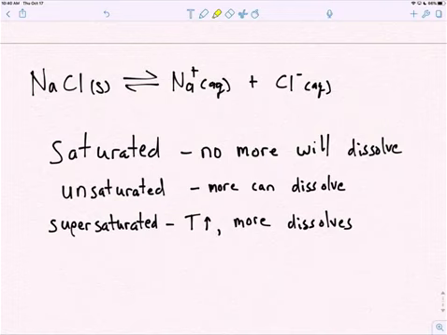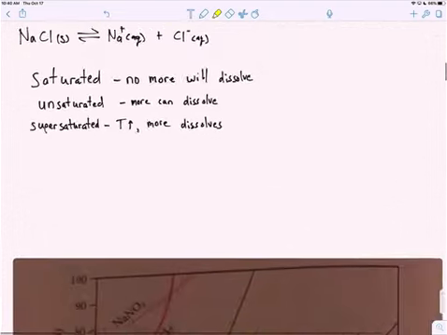Unsaturated means more can dissolve. So most solutions, of course, are unsaturated. The ocean water is unsaturated. But saturated, that's like the Great Salt Lake or the Dead Sea. Those are very, very salty lakes. Supersaturated means if you increase the temperature beyond 25 degrees Celsius, then you get more to dissolve. That's called a supersaturated solution, and that's how we make rock candy. You can make a supersaturated sucrose solution, and then when the sucrose cools, it can crystallize and it makes rock candy. I used to do that for a lab one time.